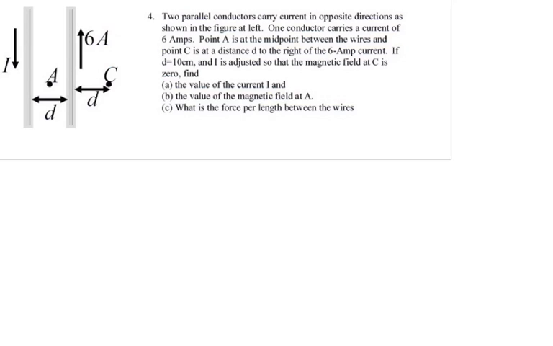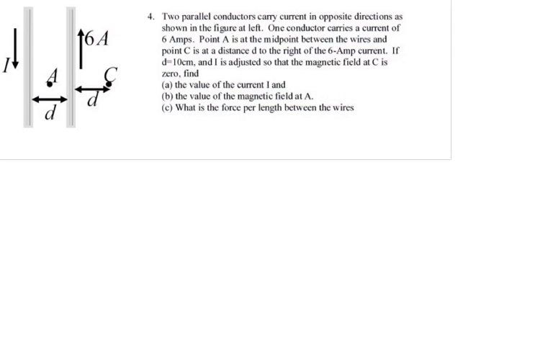Here's sample test 4, problem number 4. Two parallel conductors carry current in opposite directions as shown in the figure at left. One conductor carries a current of 6 amps. Point A is at the midpoint between the wires and point C is at a distance d to the right of the 6 amp current. If d is equal to 10 centimeters and I is adjusted so that the magnetic field at C is 0, find the value of the current I.